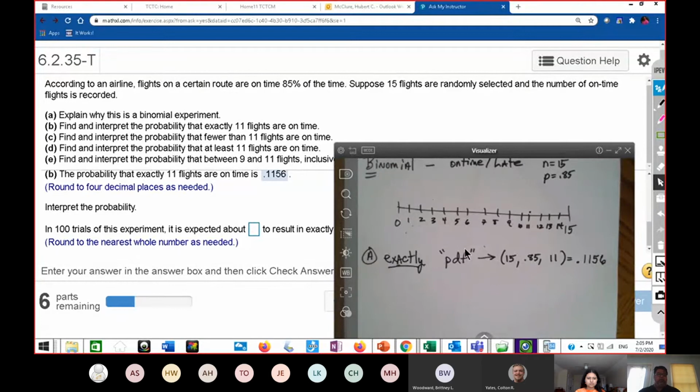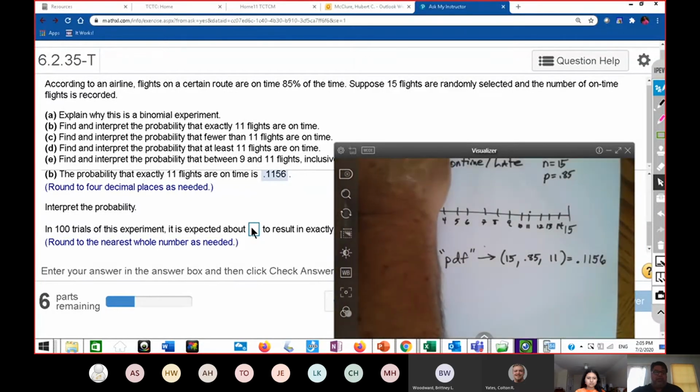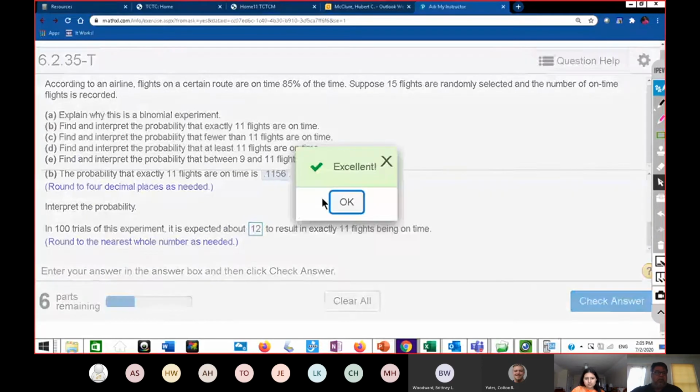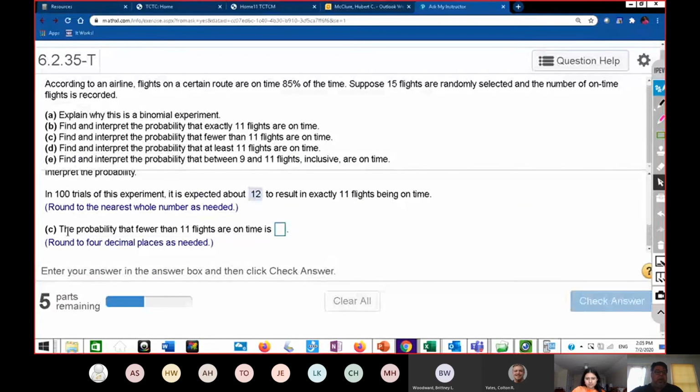All right, let's go to B. Oh, I hate when they do this. All right, move the decimal 2 places to the right, 12. They do this on every question. Okay, here we go. The probability that fewer than 11 flights. Now, this is the key right here. The reading comprehension. Tell me what fewer than 11 flights really means.